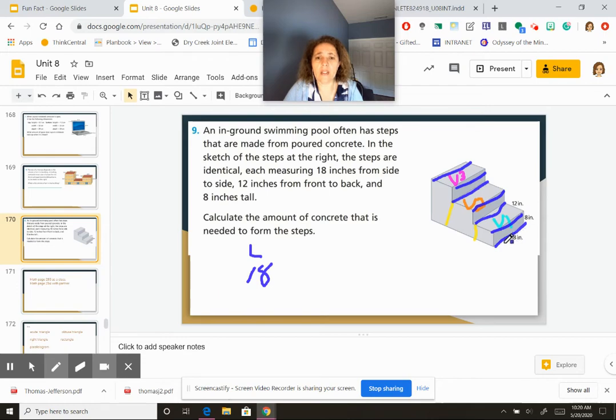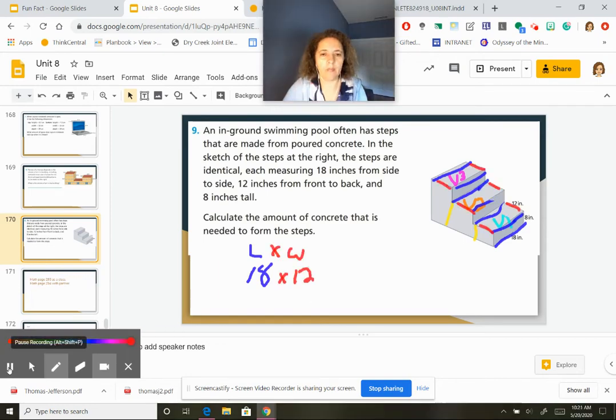Now I got to find my width. So go ahead and see if you can find your widths. All right, so I found my width. It's going in right here. So my width right here, right here, right here, and it tells me that it's 12. So all of these are 12.